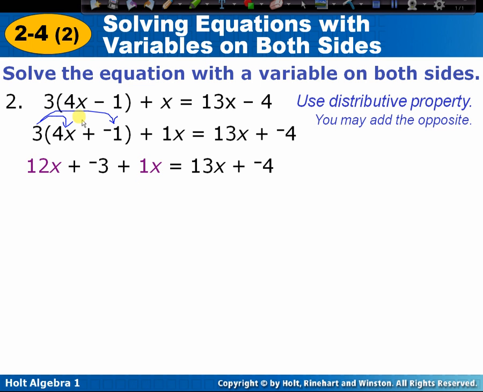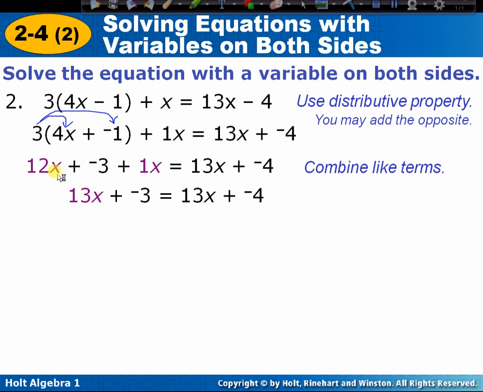Our second step after getting rid of our parentheses is to look for like terms. So on the left-hand side again, I'm going to look to see if there's anything that I can combine. I can combine the 12x with the 1x because they both have x's. So 12x plus 1x is 13x plus negative 3 equals 13x plus negative 4. I couldn't combine anything on this side because the 13 has an x and the 4 does not.